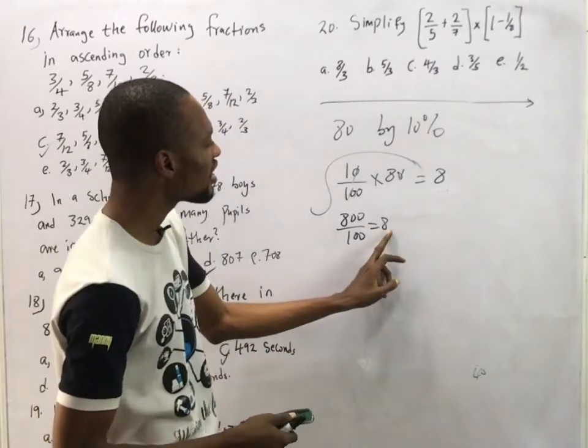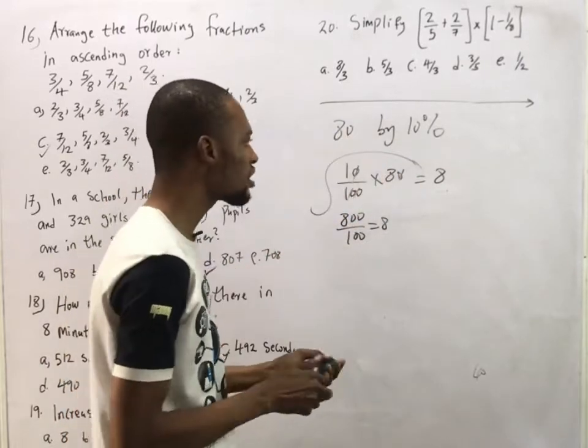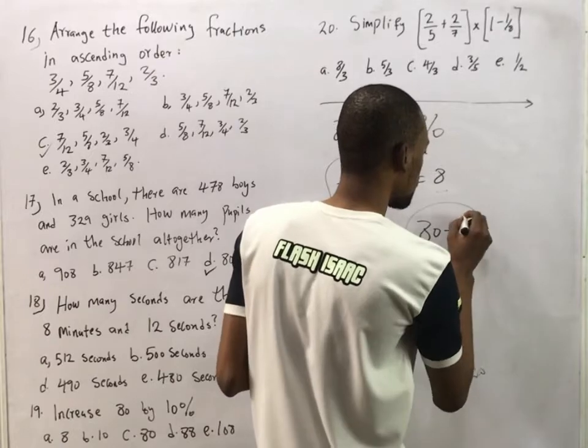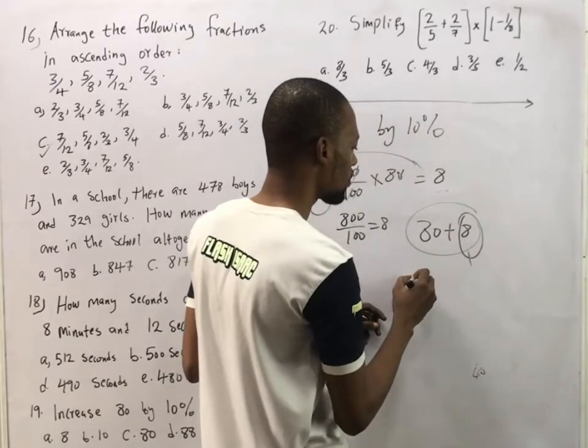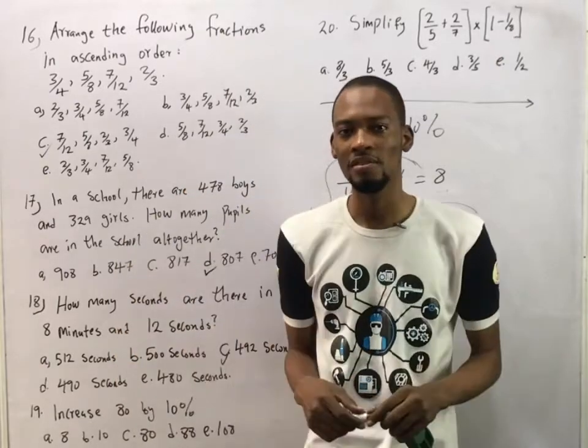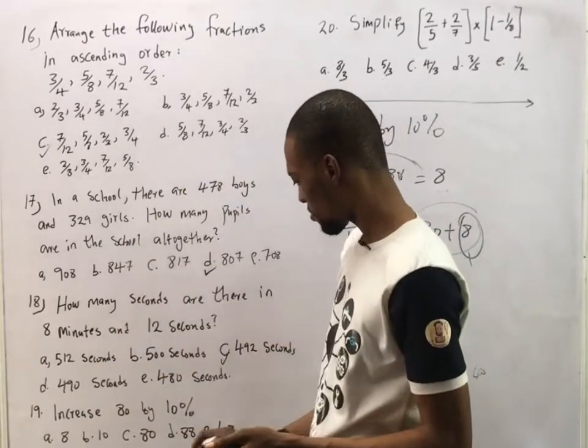Now, adding 10% to 80 means 80 plus 8, which is 10% of 80. So that will give you 88. That is your answer, which is option D.